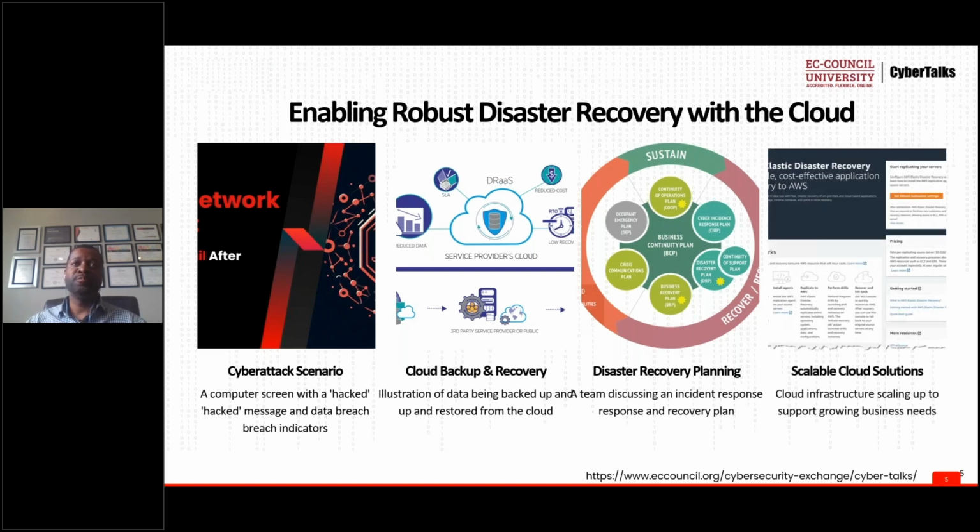And then finally, we arrive at a scalable cloud solution. And this is where cloud infrastructure lets you recover and even grow during the crisis. Whether it's spinning up new instances, replicating environments, or adapting to an increased workload, cloud gives you the tools to bounce back stronger. And so as you can see, the cloud isn't just a backup location. It's essentially the engine behind fast, flexible, and effective disaster recovery.